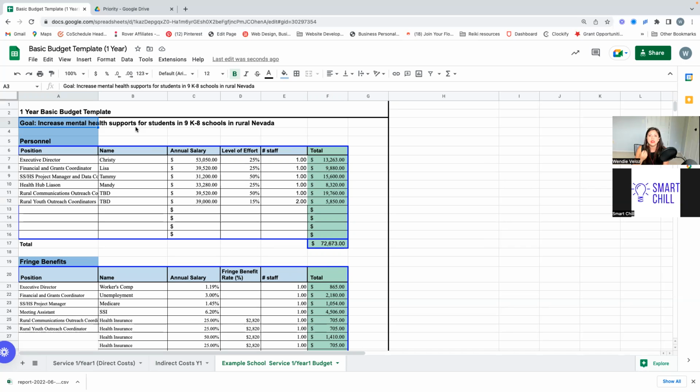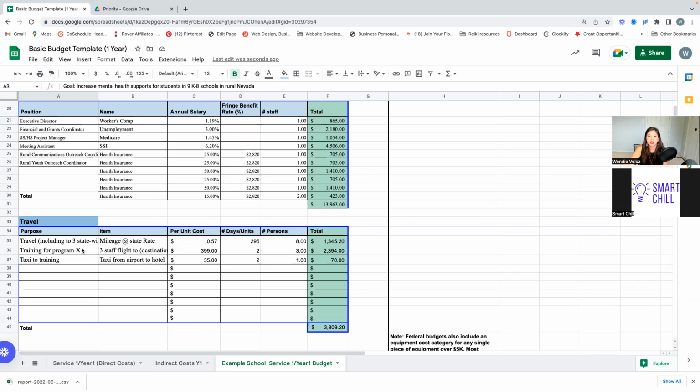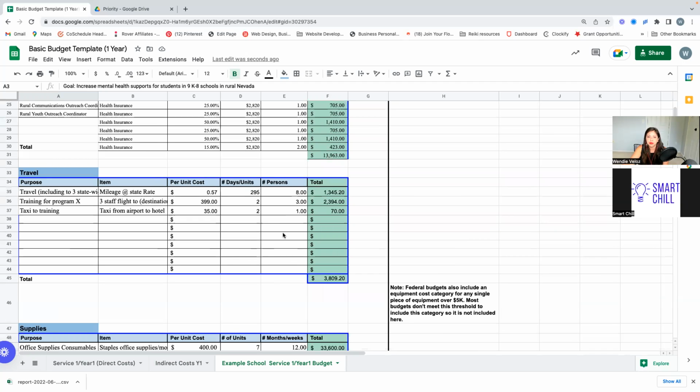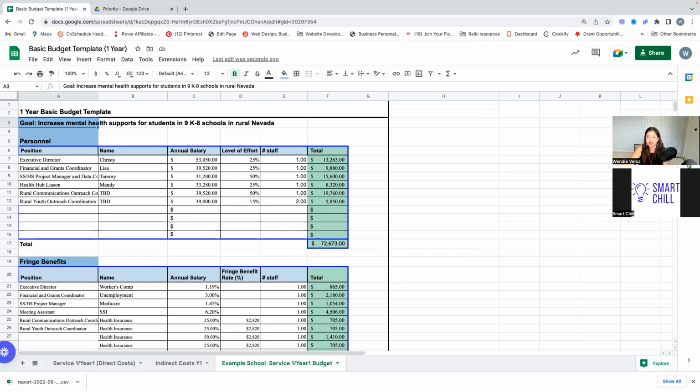So even with something as simple as this statement for what you're trying to accomplish, it will really help ground you in what you're going to put into the budget itself. And you can see that with the types of positions and the types of costs that are here in this particular example. So that is the workshop for today.